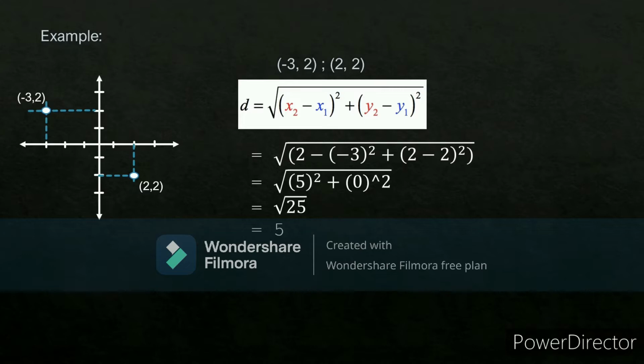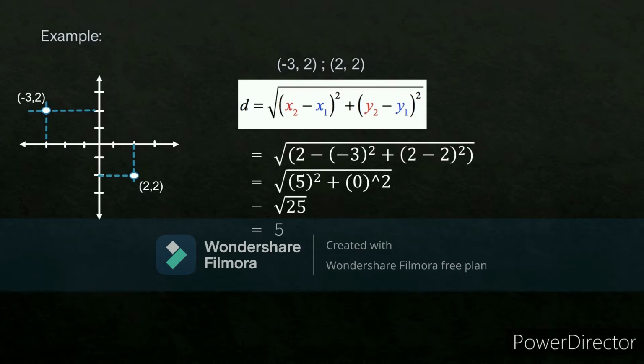So x sub 2 equals 2. X sub 1 equals -3. So y sub 2 equals 2. Then y sub 1 equals 2. So let's perform. 2 minus -3 equals 5. 2 minus 2 equals 0. So we first perform the operations inside the parentheses.